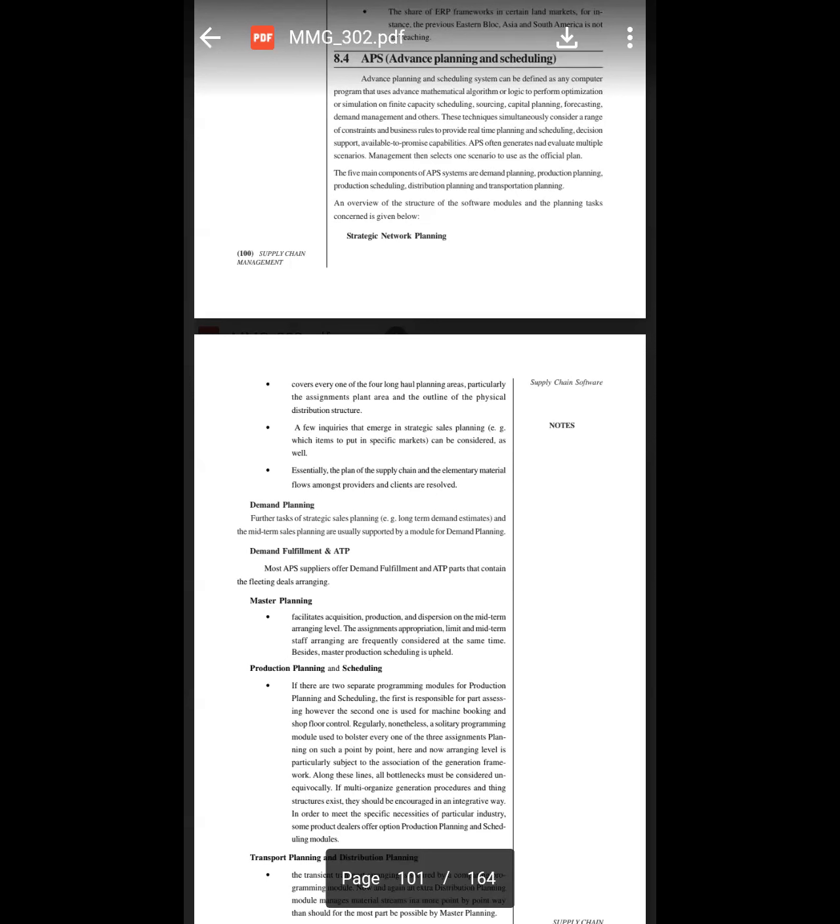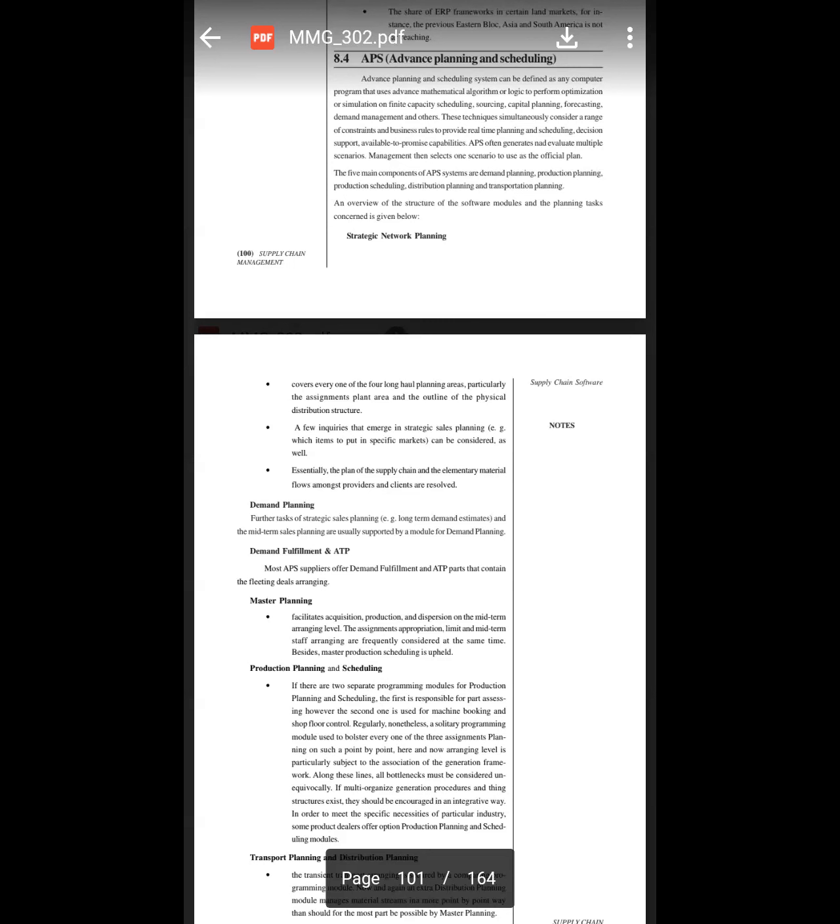Then the next procedure which we are dealing with is distribution planning. Distribution planning is also one of the important factors. With the help of distribution planning, we can understand the procedure of distribution of goods from one place to another. Then transportation planning plays an important role in transferring goods from one place to another, and you should also understand which mode of transportation you are choosing.